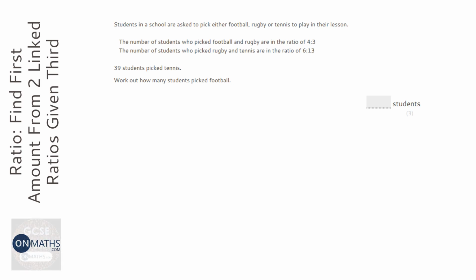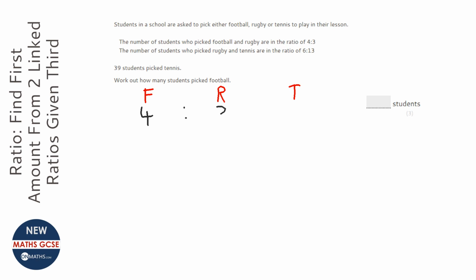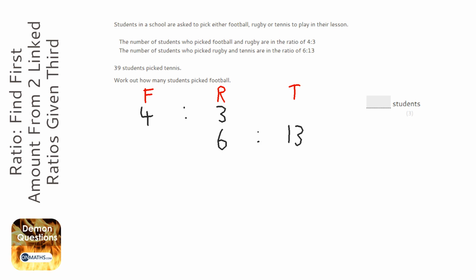But the way I'd like to start these things off is by just writing down what I know from the question. So we've got football, rugby, and we've got tennis. So football to rugby is 4-3, and rugby to tennis is 6-13.